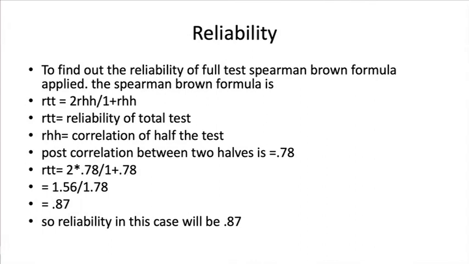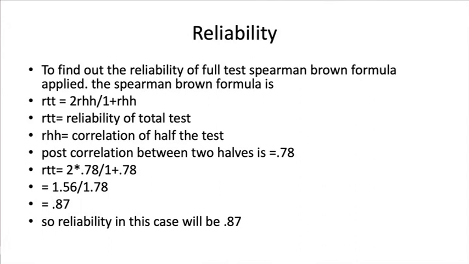So, sometimes you ask the question, Spearman-Brown formula is used or applied in which form of the reliability? The answer is split half reliability. To find out the reliability of a full test, Spearman-Brown formula is applied. What is Spearman-Brown formula? RTT is equal to 2RHH upon 1 plus RHH.